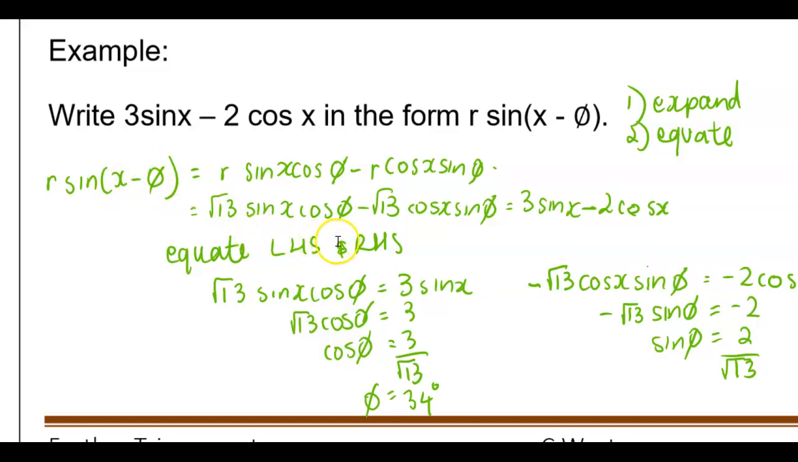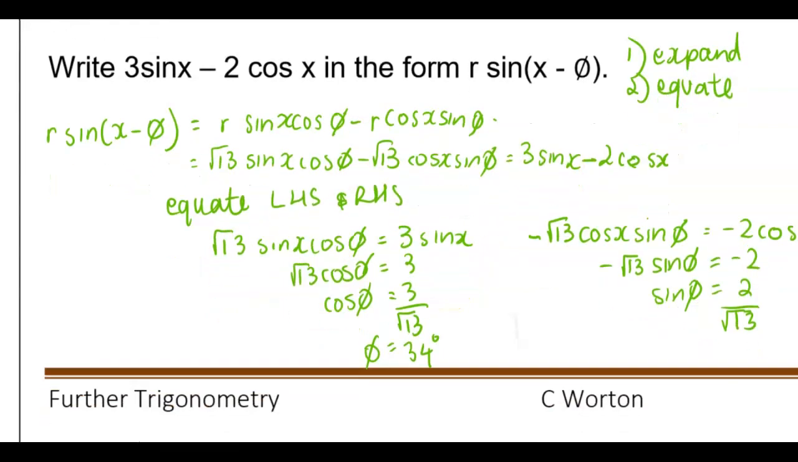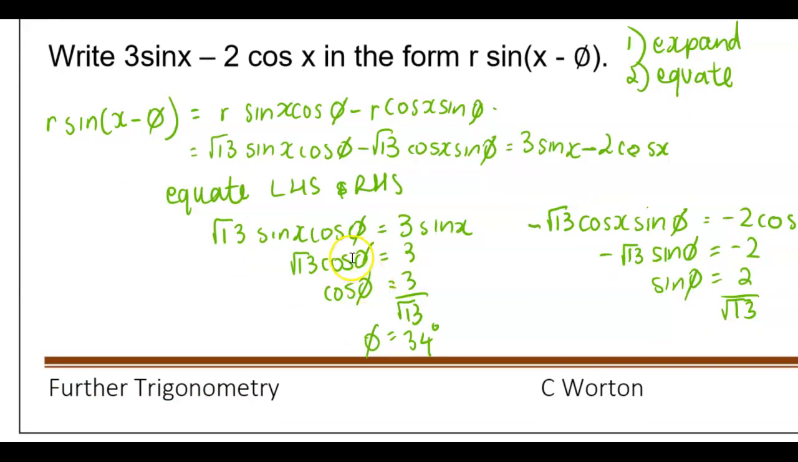So in equating those sides, we've got the sine x here and a sine x here. So let's take all of the left-hand side with the sine x in it and all of the right-hand side with the sine x in it, the sine x goes away, and then we're basically looking at the coefficients of those terms. So cos of my theta is 3 on root 13. So theta is 34 degrees. Okay, that's the auxiliary angle, the phase, that's our constant angle.